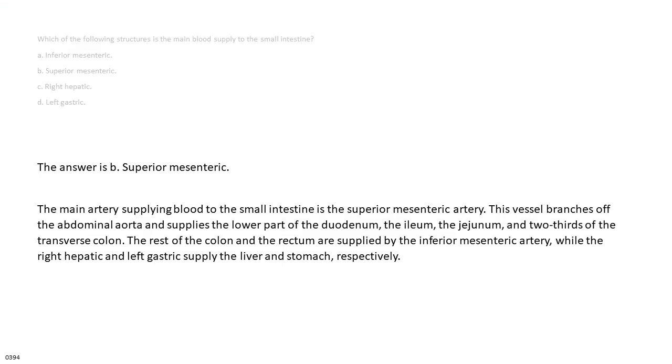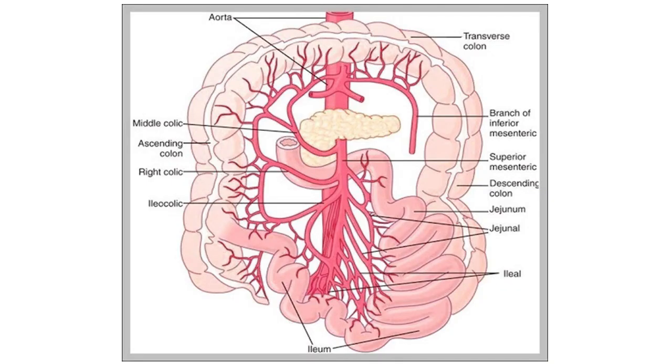The answer is B. Superior mesenteric. The main artery supplying blood to the small intestine is the superior mesenteric artery. This vessel branches off the abdominal aorta and supplies the lower part of the duodenum, the ileum, the jejunum, and 2/3 of the transverse colon. The rest of the colon and the rectum are supplied by the inferior mesenteric artery, while the right hepatic and left gastric supply the liver and stomach, respectively.